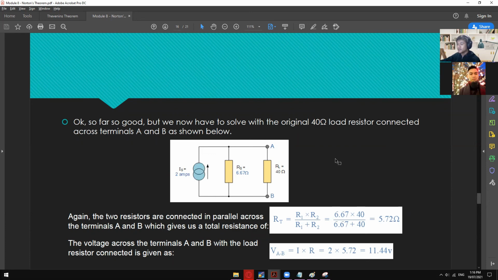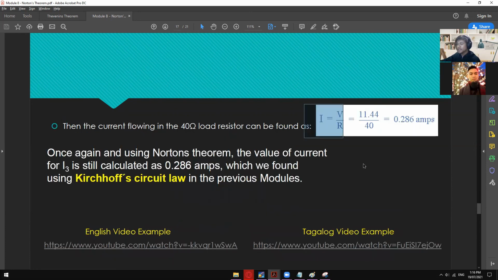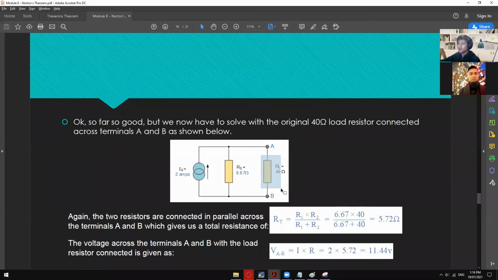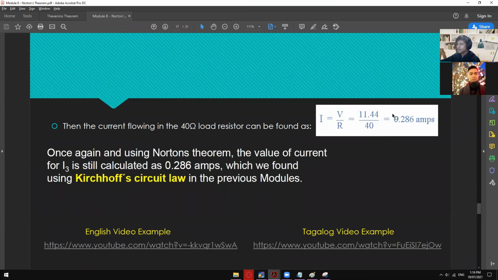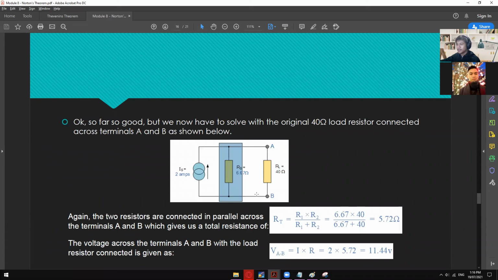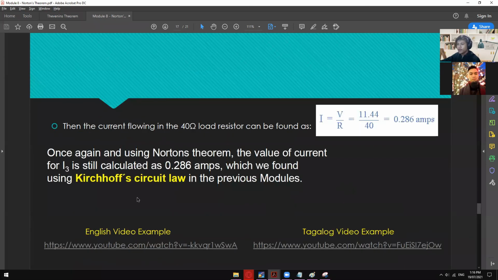Okay. So, yung meron tayo dito, okay, is the current across RL. So, may bad on that one. Okay. Which is 0.286 amps. And then, of course, some current will flow in here. Okay. The remaining current. And then more examples.